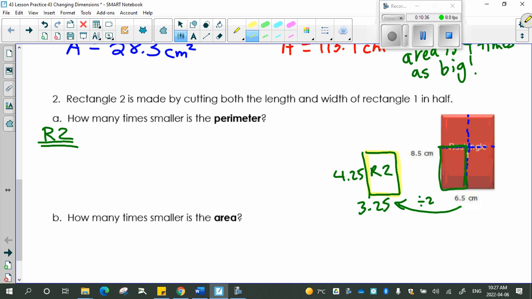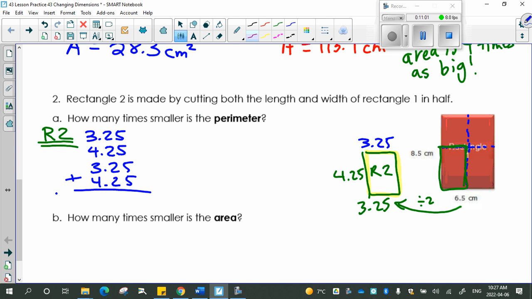Agreed? Is that how you get perimeter? Just common sense, even not using a formula, you just add up all 4 sides. Everybody good there? So my 4 sides are going to be 3.25, 4.25, and then another 3.25, and then another 4.25. Add them up, and I've got the perimeter of the smaller one, right?